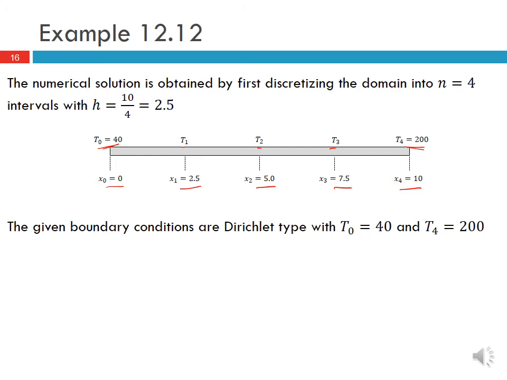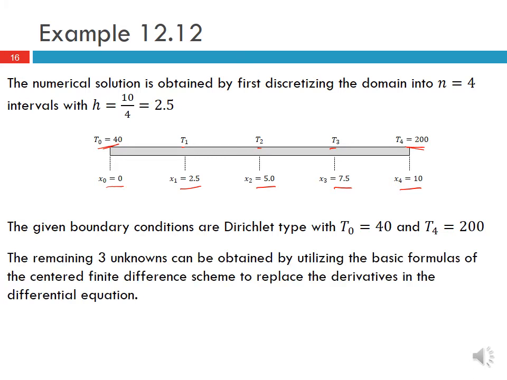So the given boundary conditions are of Dirichlet type, so T0 is equal to 40 and T4 is equal to 200. The remaining three unknowns can be obtained by using the basic formulas of the centered finite difference scheme to replace the derivatives in the differential equation.